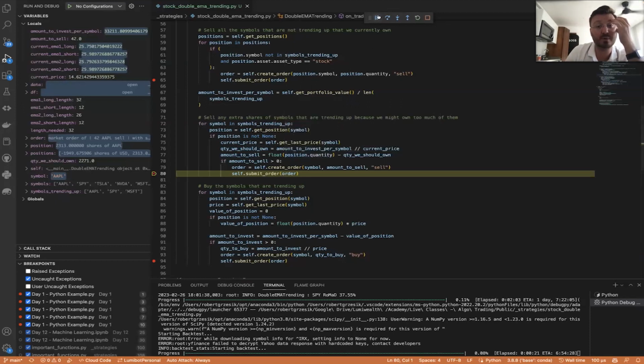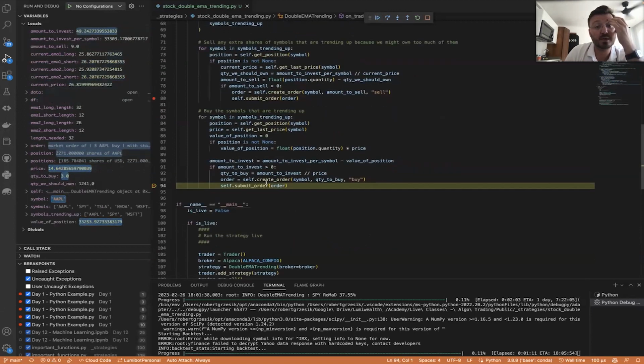So we're going to sell some Apple, right? We're also going to sell some SPY, right? We're going to sell 5 shares of SPY. And then we're also going to sell some shares of Microsoft, okay? So we're going to sell 9 shares of Microsoft, okay? And then now we're going to buy some shares of Apple.